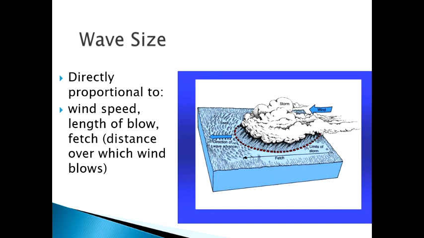And then finally, there is fetch, and that is the total distance over which that wind blows. If that wind is blowing straight ahead at 10 kilometers an hour for 500 kilometers, okay, it creates a wave of a certain size. If that same wind is blowing over a distance of 1,000 kilometers, 1,500 kilometers, at the end of that distance of which it's blowing, it's creating larger waves.